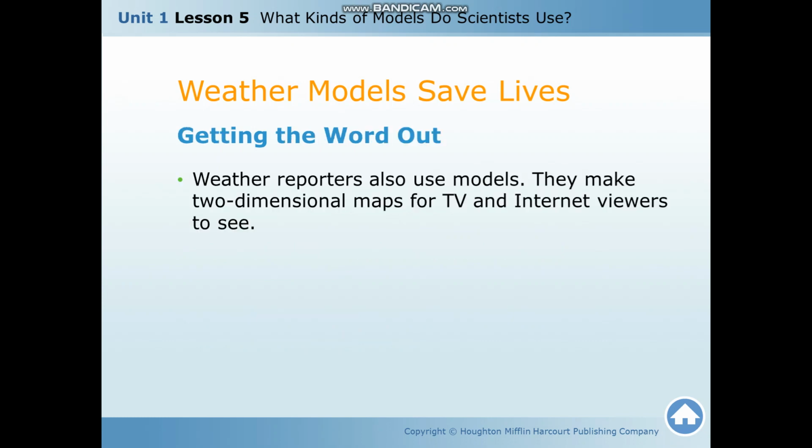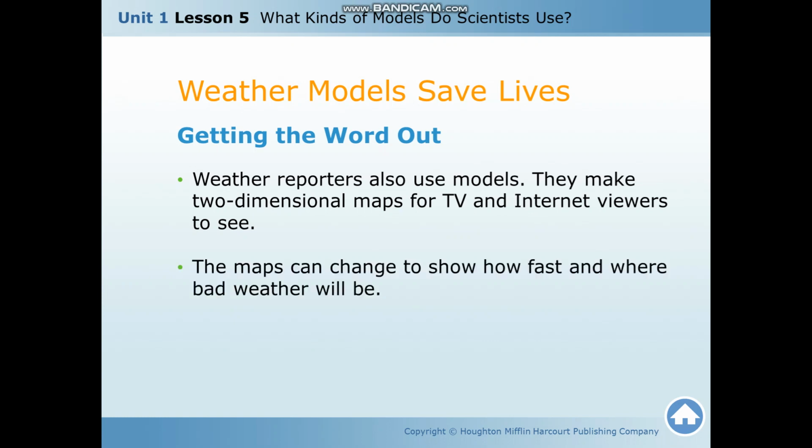Getting the word out, weather reporters also use models. They make two-dimensional maps for TV and internet viewers to see. So if you have watched reporters while they do their reports, they have different models, or in this case, two-dimensional maps, or for some probably they have three-dimensional maps that they use in order to make their weather reports and give us the forecast. The maps can change to show how fast and where bad weather will be.